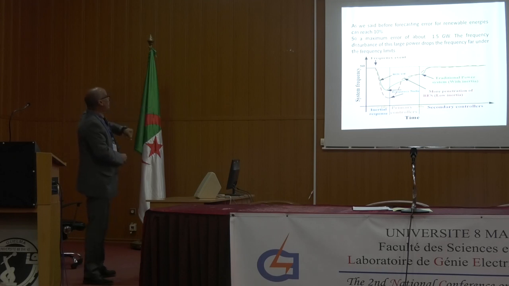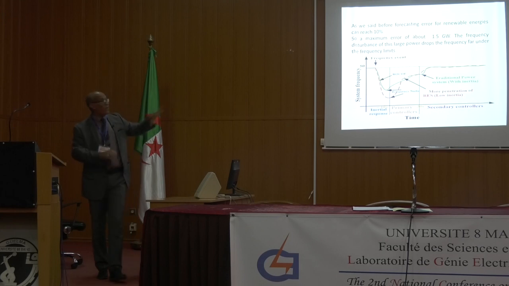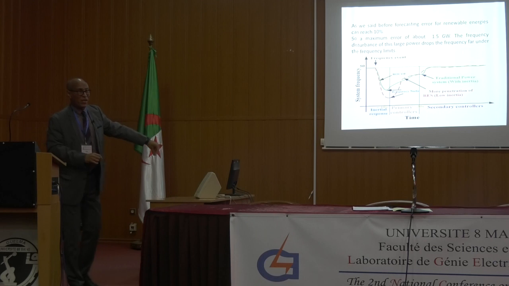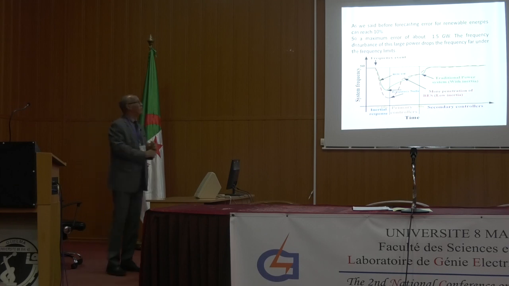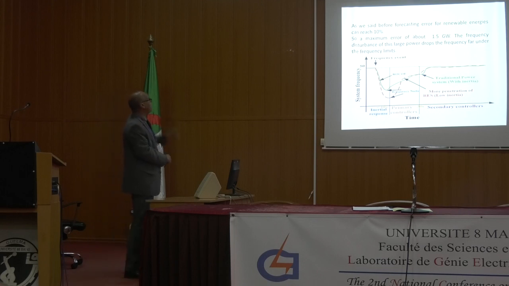Here, as we said before, forecasting error for renewable energy can reach 10%. So the maximum error is about 1.5 gigawatts in our case. We should control 1.5 gigawatts in a very short time. The frequency disturbance of this large power drops the frequency far under the frequency limits.